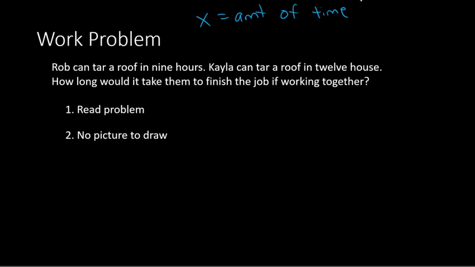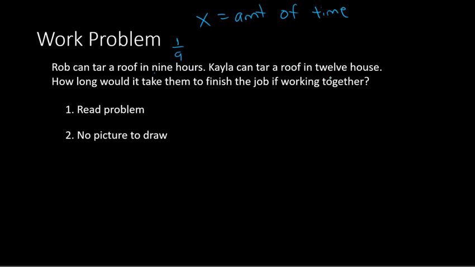All right, so this type of problem, we need to understand what's called the work rate. And that's the idea of how much work a person can complete within 1 hour. That is the work rate. So Rob, for example, takes 9 hours to complete the job. So his work rate would be 1/9, because within 1 hour, he would complete 1/9 of the job.